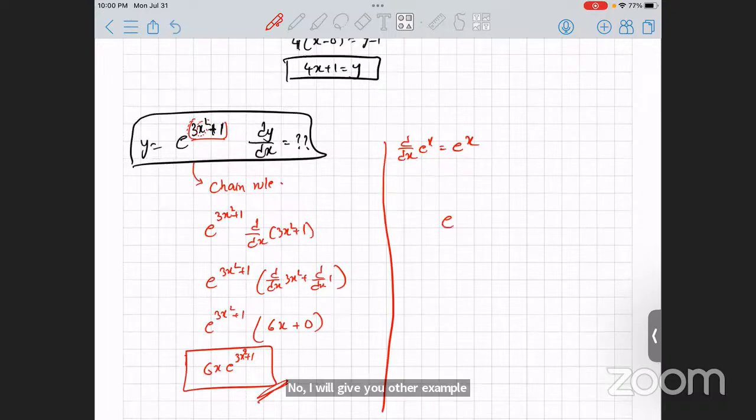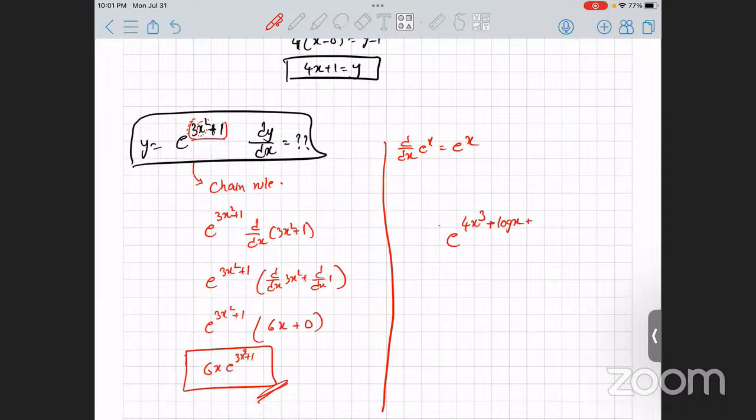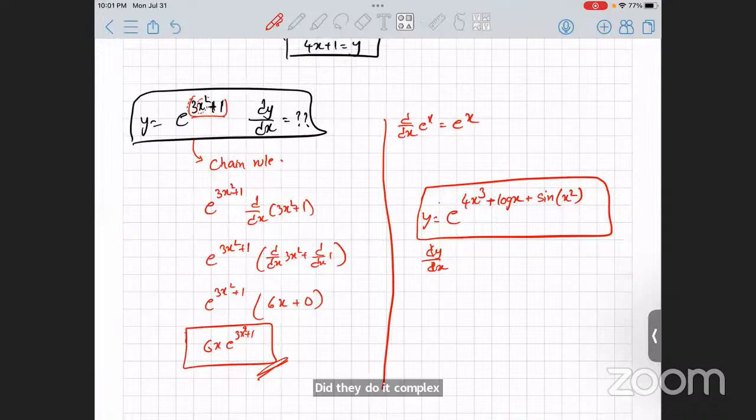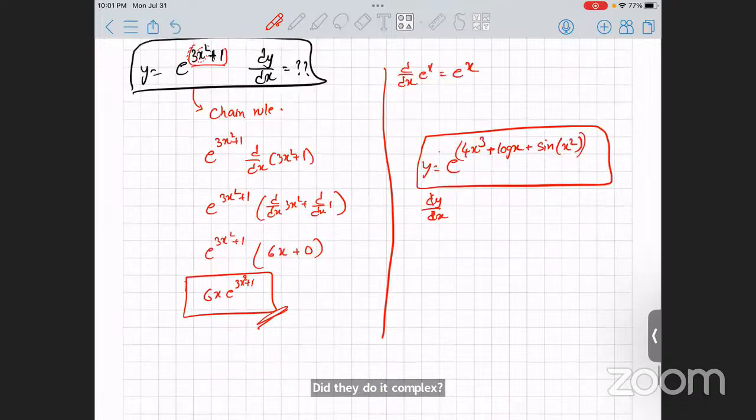E power, not e. Find this dy by dx. A little bit complex, but try this. Yes, sir. Got it.